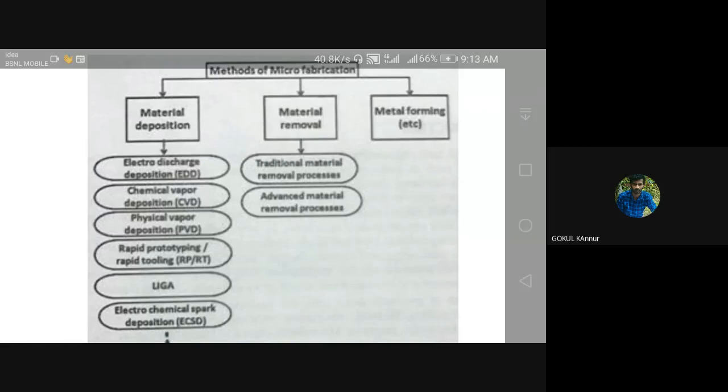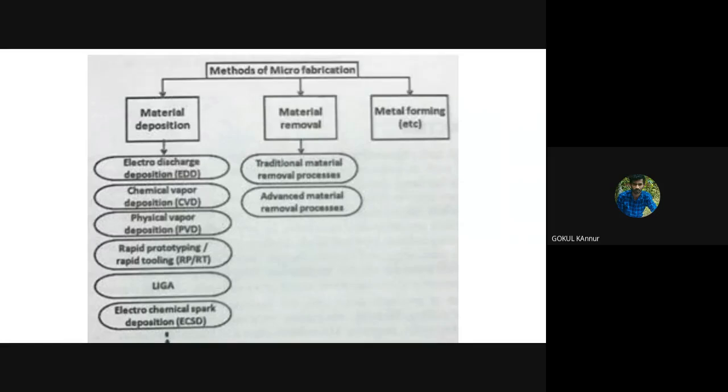Now, what are the methods, or how can we classify the methods of micro machining? Micro machining, we can classify. You can see. So this is the classification. I think you can see this. Is it visible?